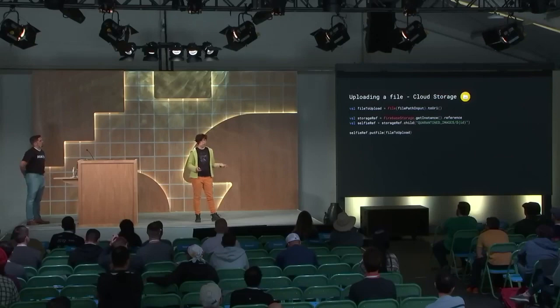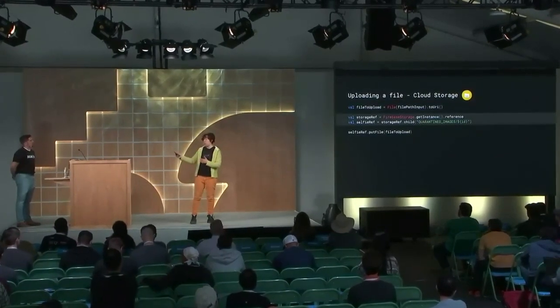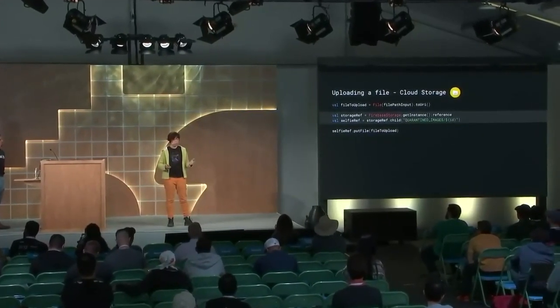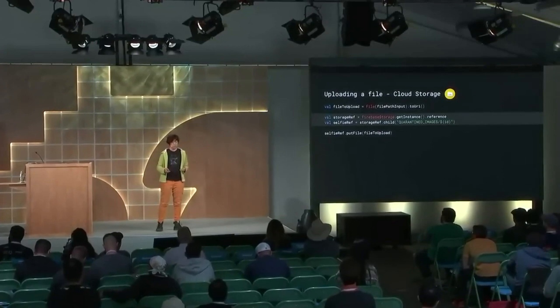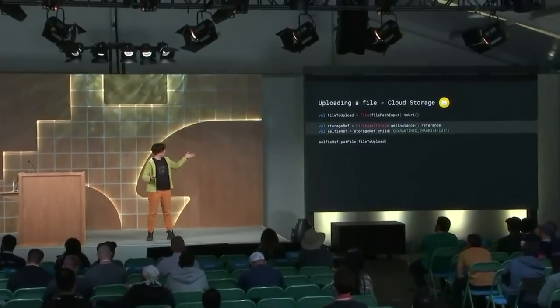So let's take a look at what that code looks like. The code for uploading a file to Cloud Storage is this. I get a file, I determine the location in Cloud Storage that I'm going to upload it to, and then I start the upload. This part here is what I need to communicate with Eric about. In this example, I'm putting it in a storage bucket with the path quarantined images, and I'm using some sort of unique ID. This is a lot like a file path.